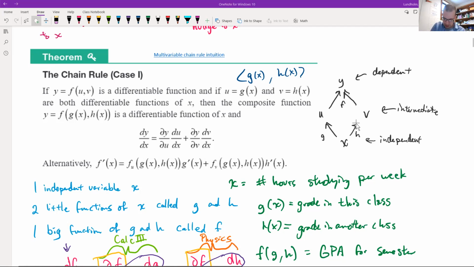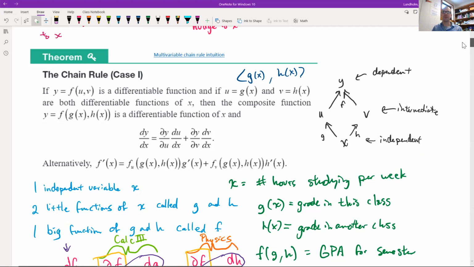And I guess I could say that this is G of X and this is H of X. This one is F of U, V. So these two functions are single variable functions. This is a multivariable function, and sometime soon this should update.